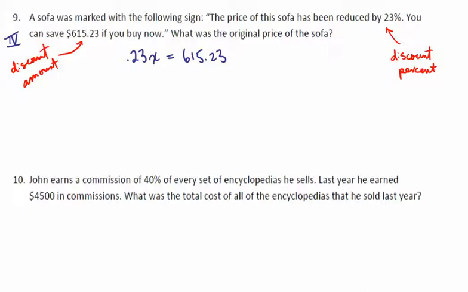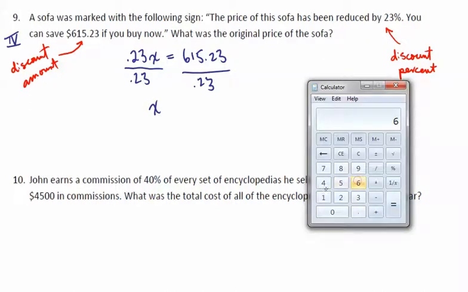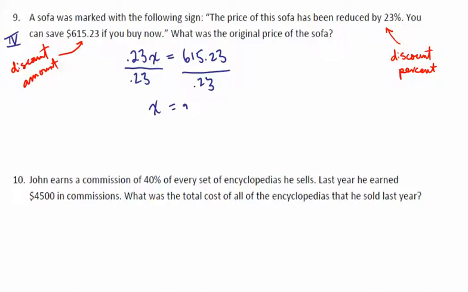$615.23 discount amount. So all we would need to do in that case, divide both sides by 0.23, and we'd end up with $615.23 divided by 0.23, and that would equal $2,674, and we'll round to the nearest cent, 91 cents. 2,674.91. So what it doesn't ask you is, well, how much would it cost today?